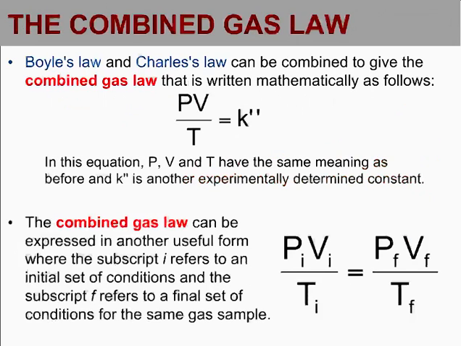Now let's talk about the combined gas law. So this law combines Boyle's law and Charles's law. So what this tells us is that pressure times volume over temperature is equal to a constant. So we could say this is our initial pressure, initial volume, initial temperature. And that same constant is also equal to the ratio of the final pressure, the final volume, over the final temperature.